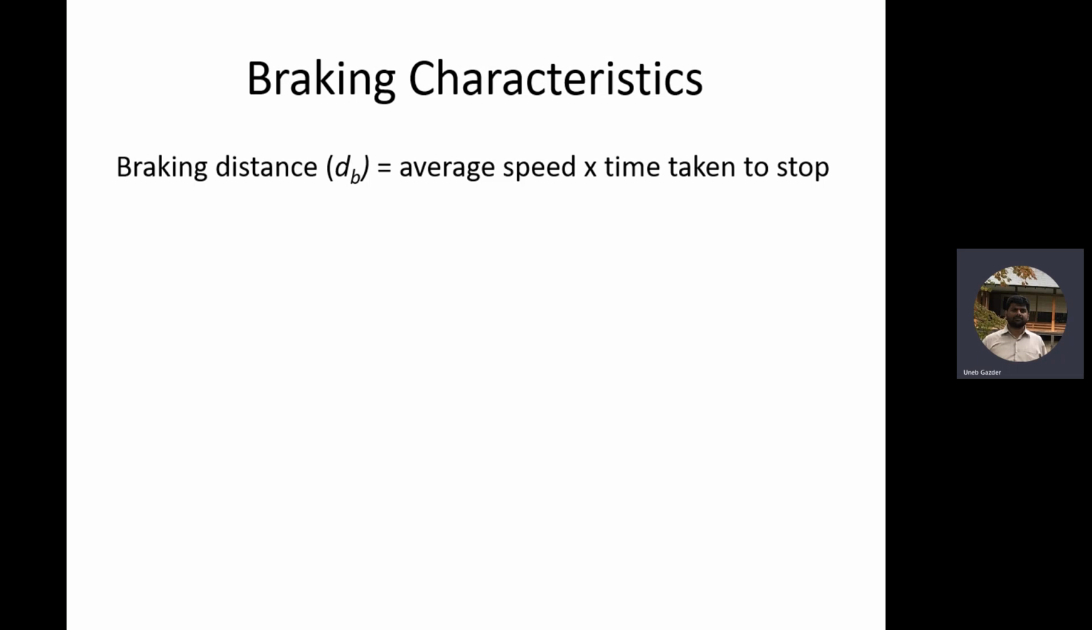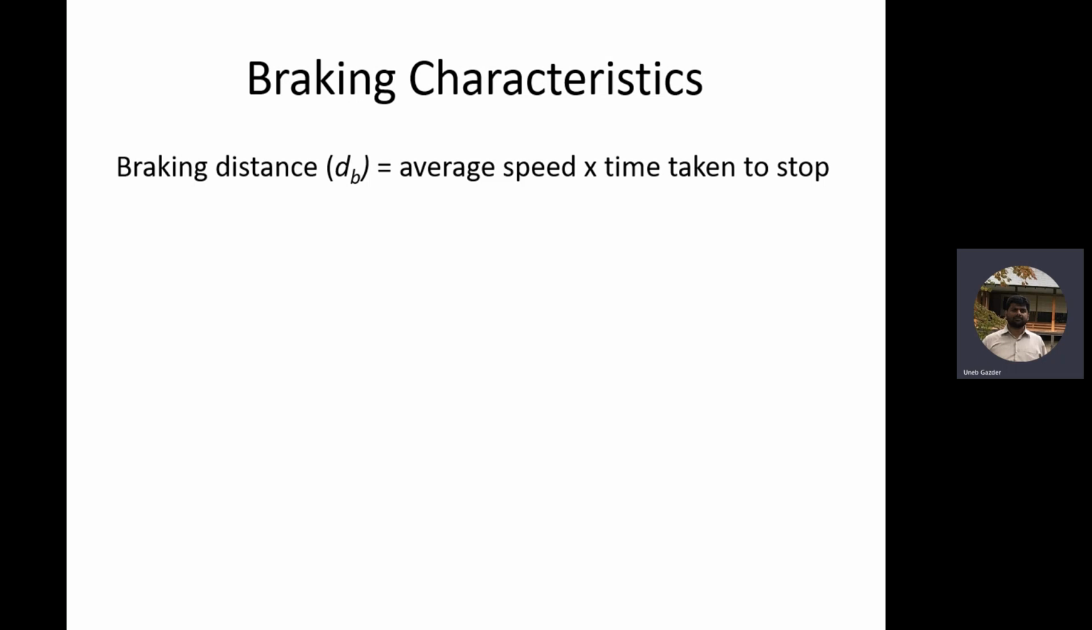Now, this is true if you are going at constant speed, but if you are braking, your speed is changing. So in order to calculate the braking distance, we don't use speed times time. We use average speed times time, the average of initial value and the final value, which is what you see on the slide here. Braking distance equals average speed times time. Average speed is the average of initial and final speed.